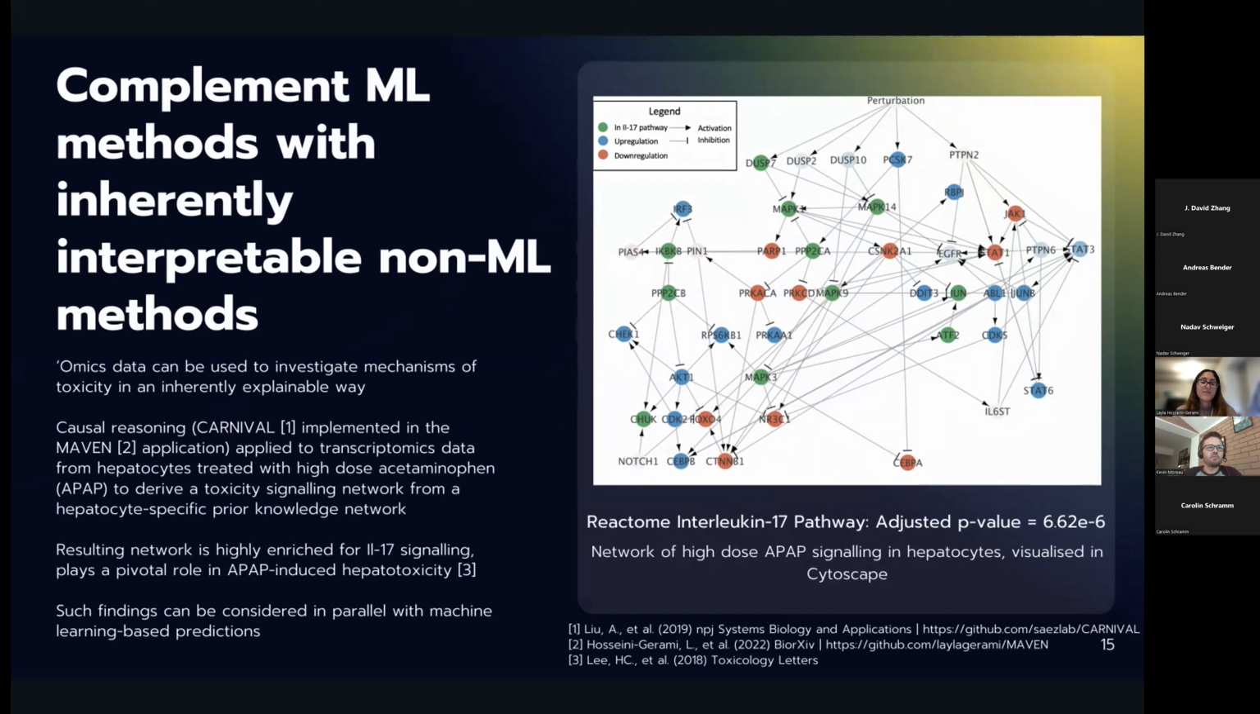So there's a class of algorithms called causal reasoning, and they use transcriptomics data and sign-directed prior knowledge networks to reason upstream and find signaling proteins and pathways which are responsible for the transcriptional effects. One example of a causal reasoning algorithm is called CARNIVAL, developed in the Saez-Rodriguez lab in Heidelberg, and together we have implemented it into a GUI app called Maven, which is available on RShiny.